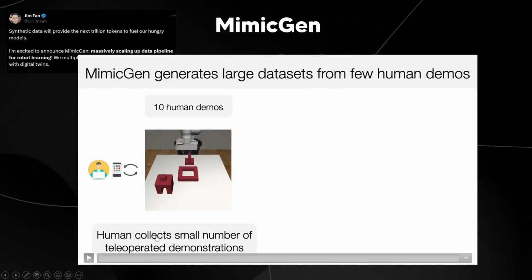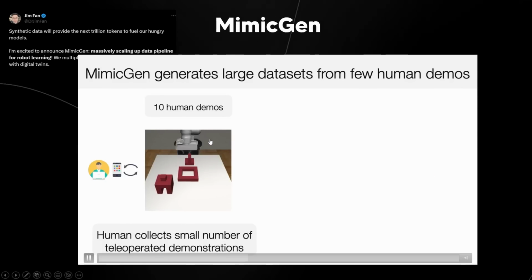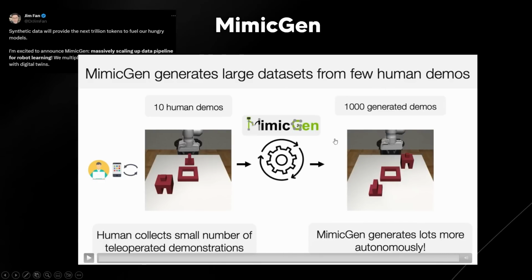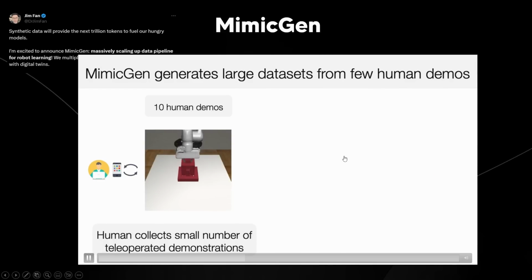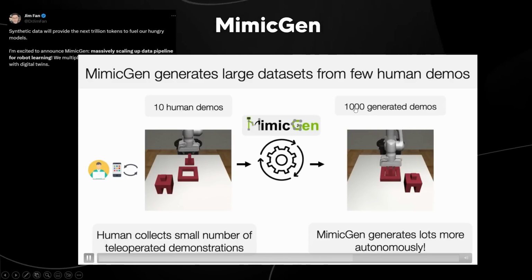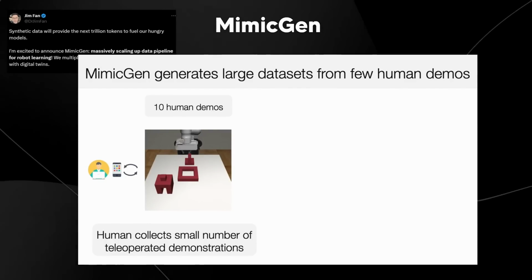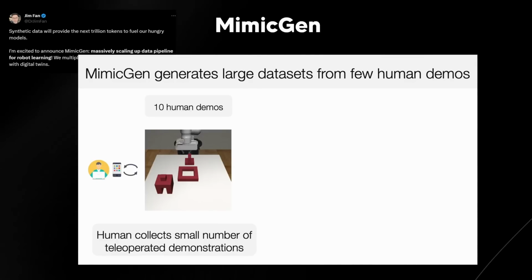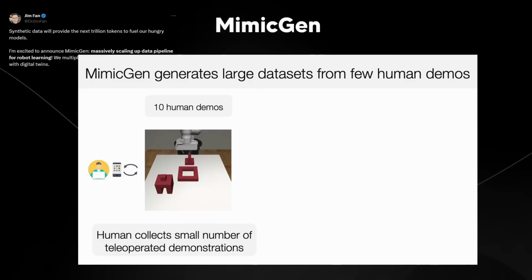So it says human collects small number of teleoperated demonstrations, which is essentially where a human operates the robot through like some Wi-Fi VR Oculus headset. And then of course, MimicGen scales this up 1,000x. Well, not 1,000x, but like 100x. And then essentially we get a lot more autonomously. So using less than 200 human generations, MimicGen was able to generate 50,000 training episodes across 18 tasks and multiple simulators, even in the real world.